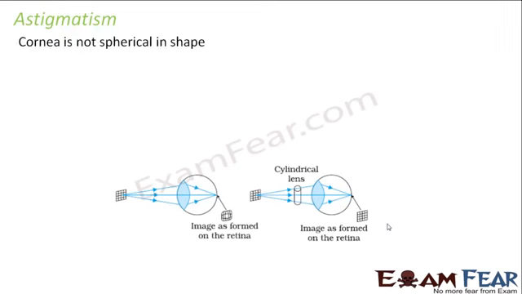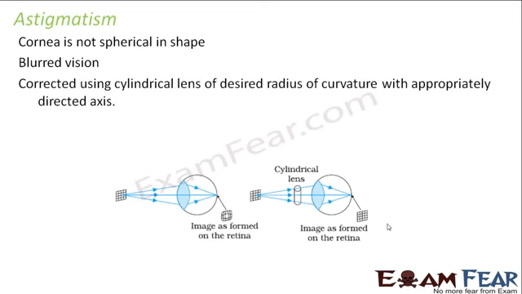Next is astigmatism. This is a defect in which the cornea is not spherical in shape. So what happens as a result of that? There is blurred vision. That means you are able to see everything, but things are not clear. Things are blurred. So how can you correct this? It is corrected using a cylindrical lens of desired radius of curvature with appropriately directed axis. So for this you will use a cylindrical lens.